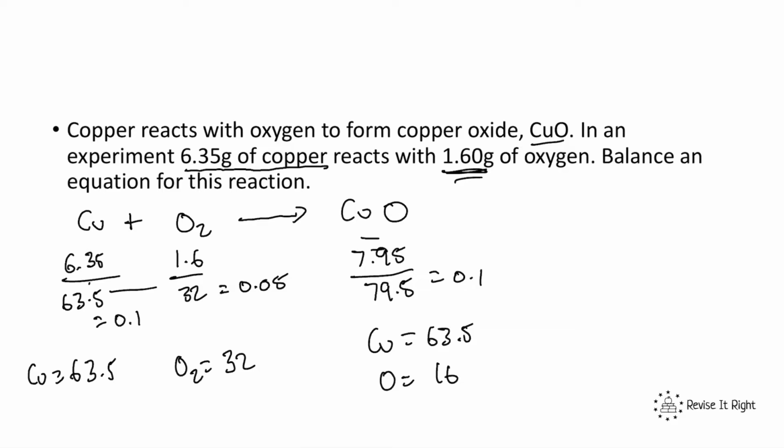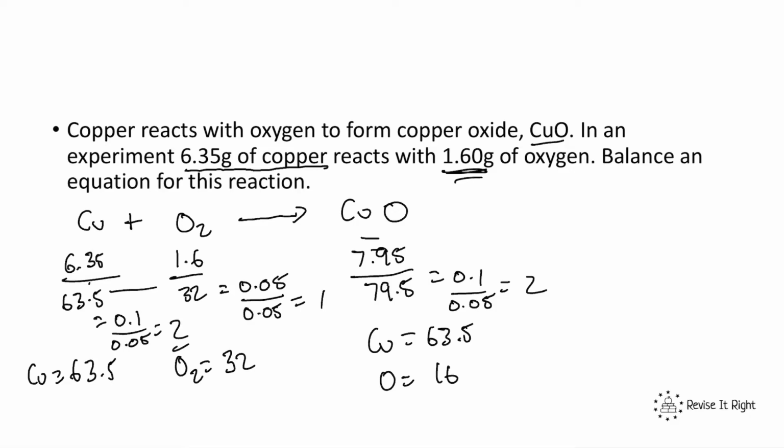The smallest number here is 0.05. That's smaller than 0.1. So we'll do 0.05 divided by 0.05, which again just gives us 1. 0.1 divided by 0.05, if we put that into a calculator, we get 2. And 0.1 divided by 0.05 again is 2.